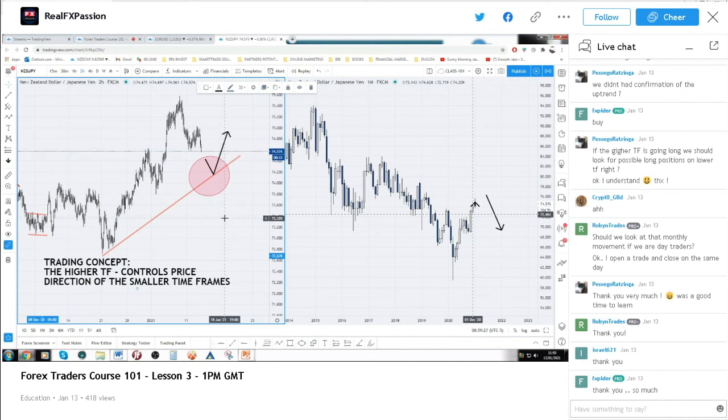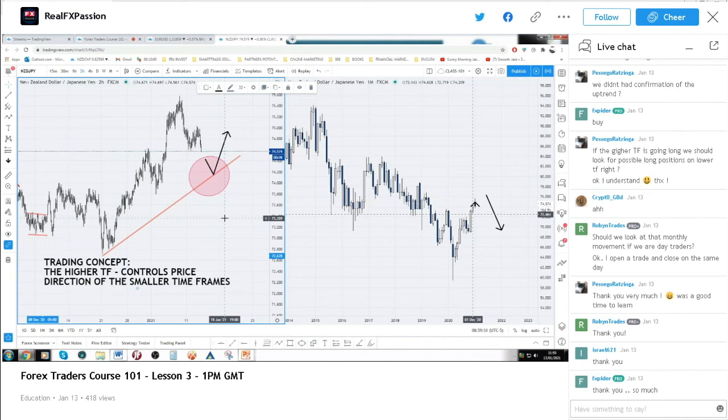Pesego asks, if the higher time frame is going long, should we look for a possible long position on the lower time frame? Answer: it depends on your trading style. It's a yes for a swing trader, it's a no for an intraday trader and a scalper. It's not that easy, unfortunately. Swing trader yes, intraday and scalper no, it depends.